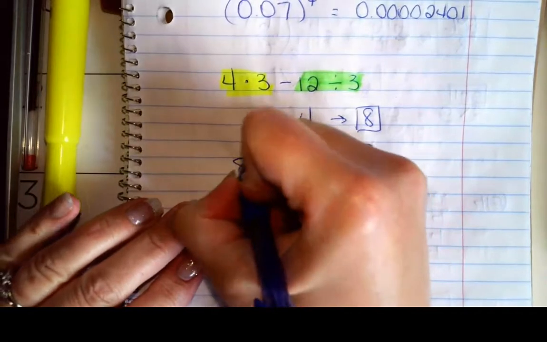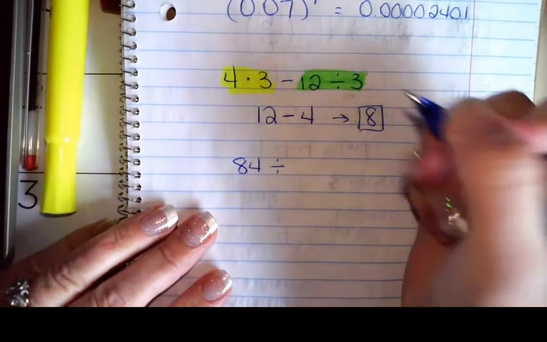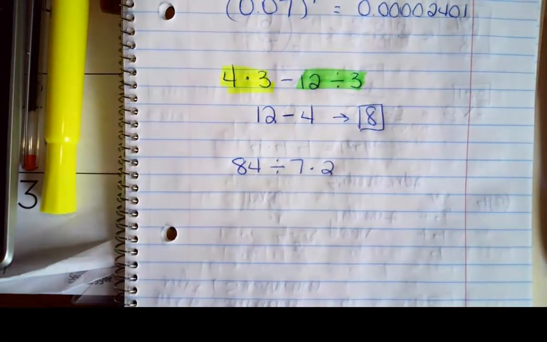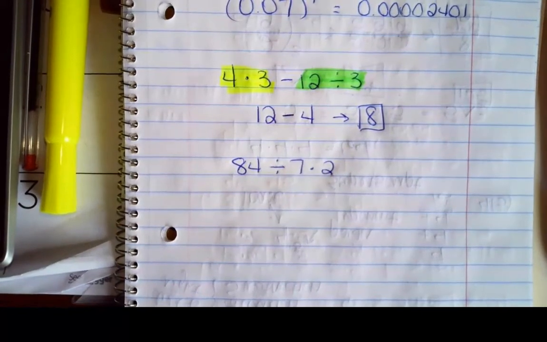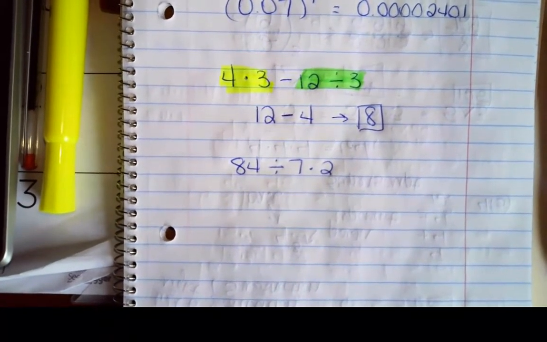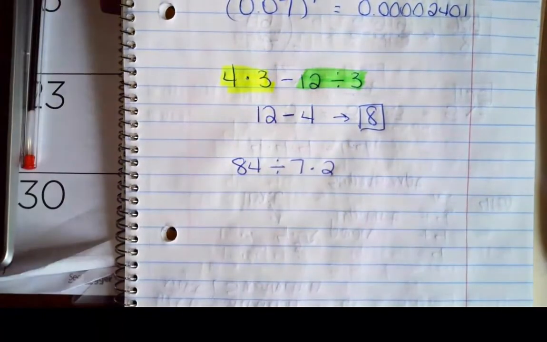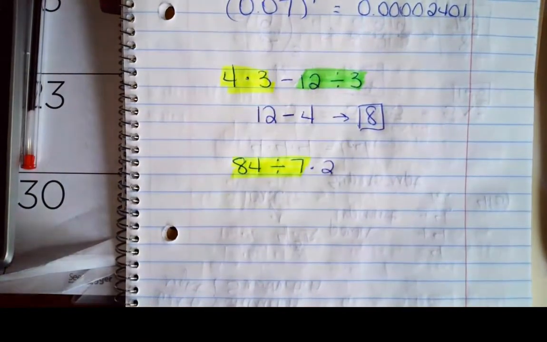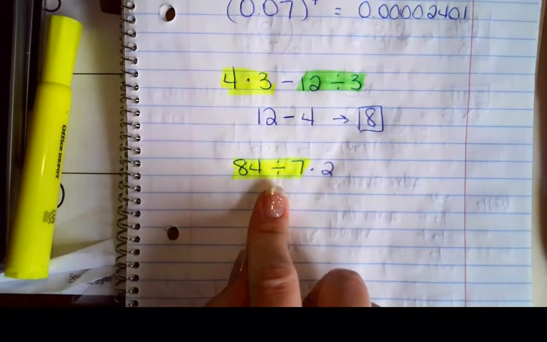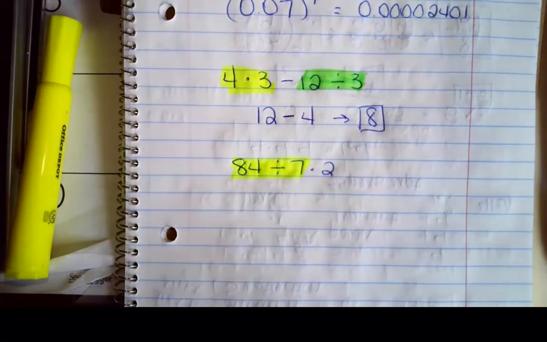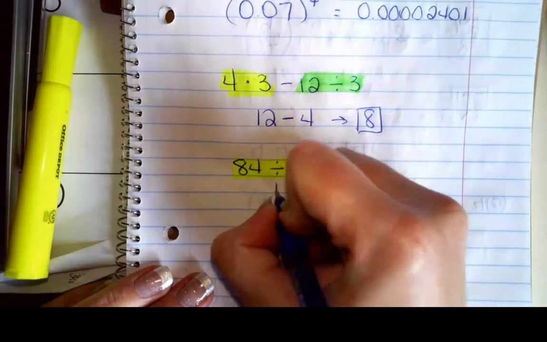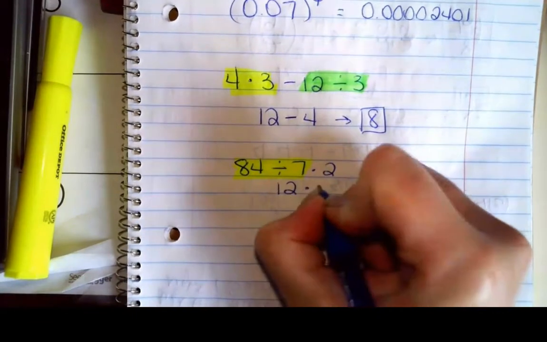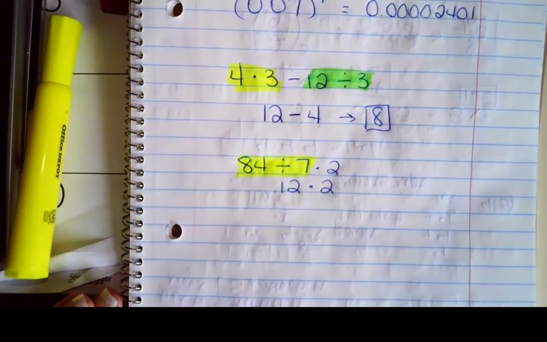I have 84 divided by 7 times 2. So this is why this is coming up, because in PEMDAS, multiplication comes before division. But when we have multiplication and division present at the same time, I work it from left to right. So I need to do this one first. So 84 divided by 7 is going to give me an answer of 12. So that part turns into a 12. And now I can move on and address the rest of the problem. So that leaves me with the 12 times 2.